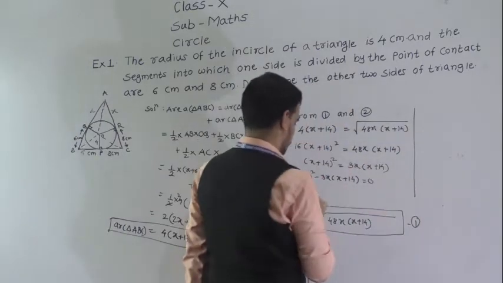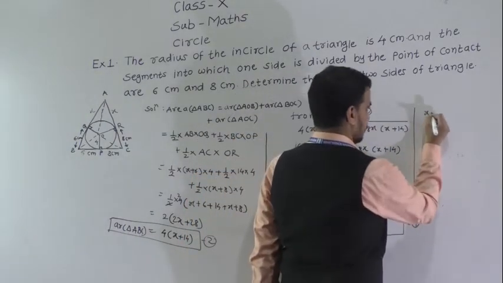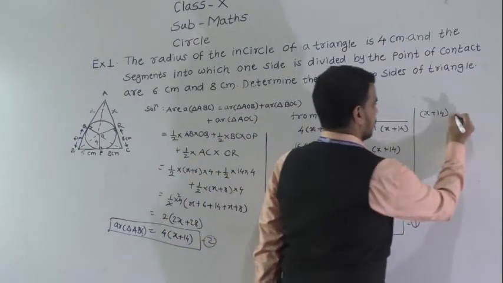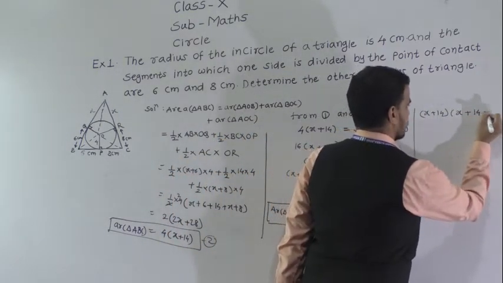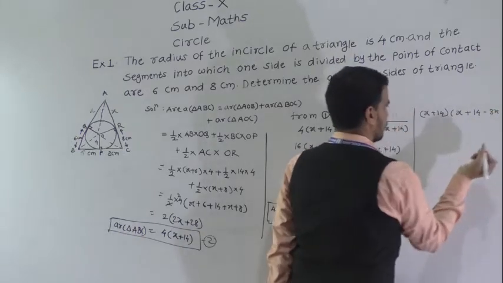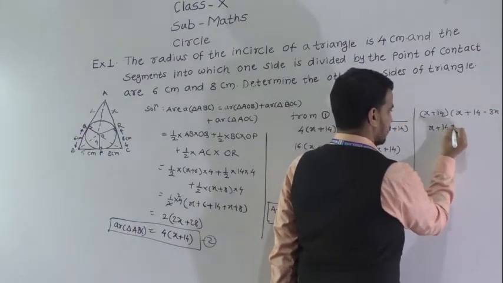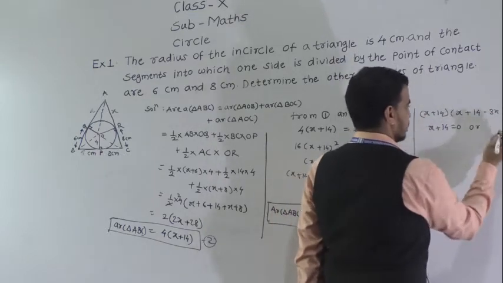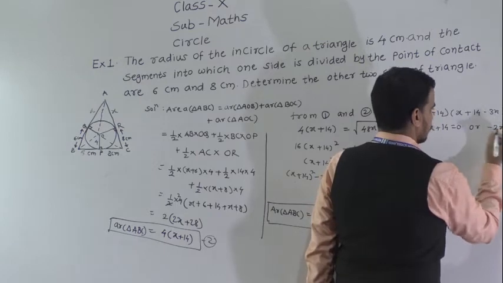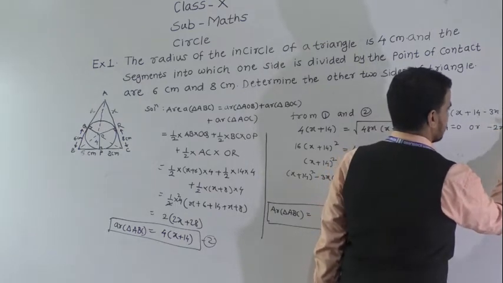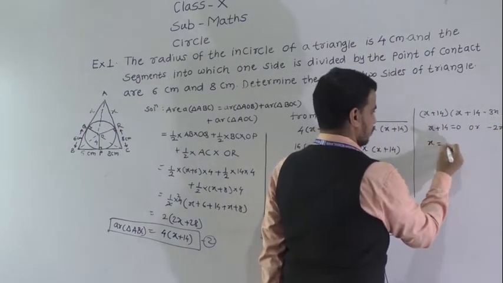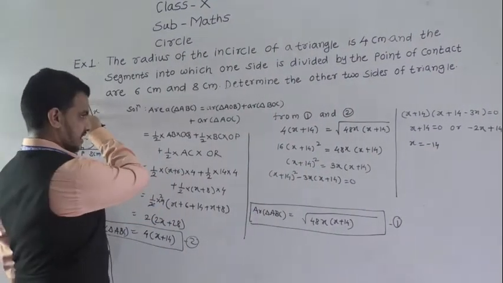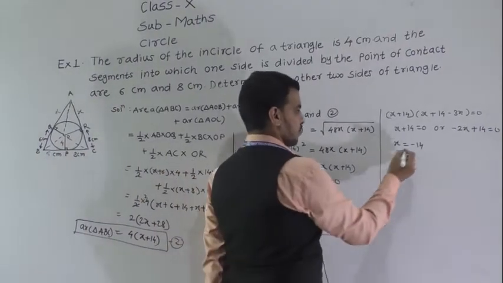Now if we take x plus 14 common, what remains here? x plus 14 minus 3x is equal to 0. So x plus 14 is equal to 0, or if we simplify this, x minus 3x, that is minus 2x plus 14 is equal to 0. So x is equal to minus 14. This is not possible because x means length of the side. So x is equal to minus 14 is not possible.